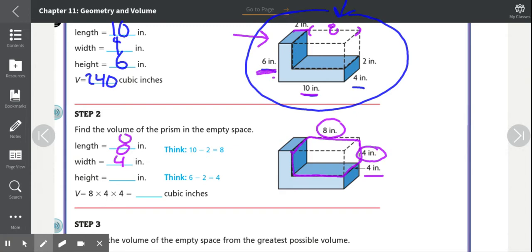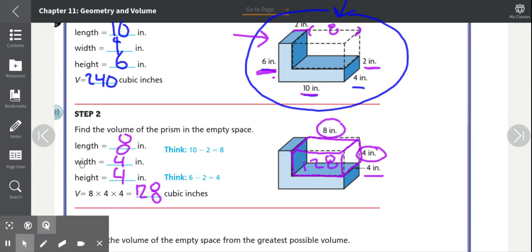You know that the height of the total rectangular prism is 6 inches, but we're not doing the whole thing. We're just doing the imaginary part. So we'd need to subtract this 2 inches. 6 minus 2 equals 4. Now we'd find the volume of this purple dotted line, however you want to describe it, this imaginary rectangular prism, by multiplying those three numbers, and we would get 128 cubic inches. So this invisible prism is 128 cubic inches.